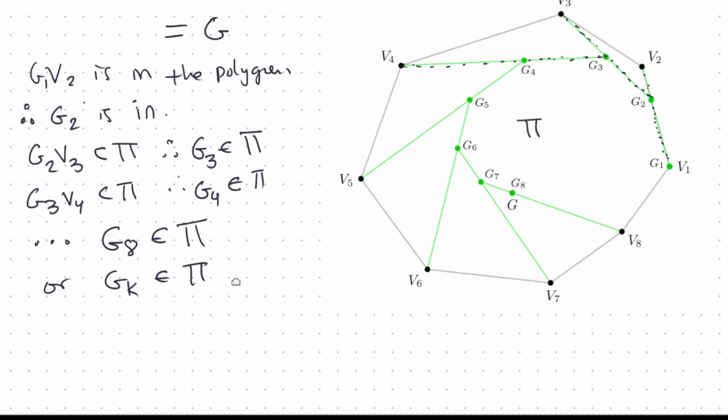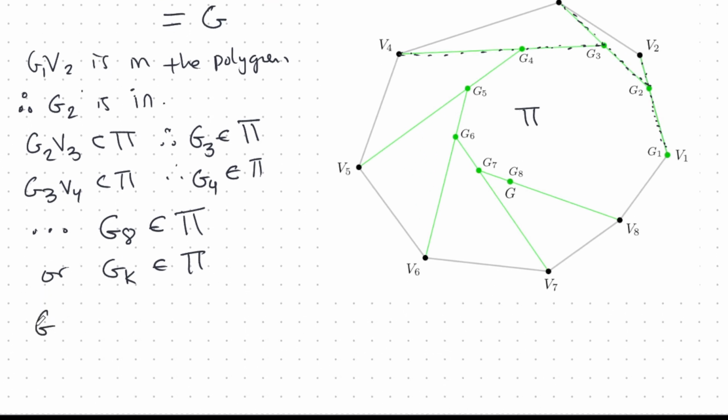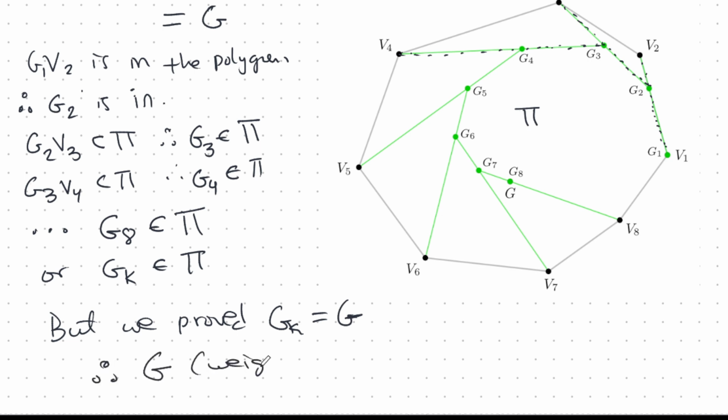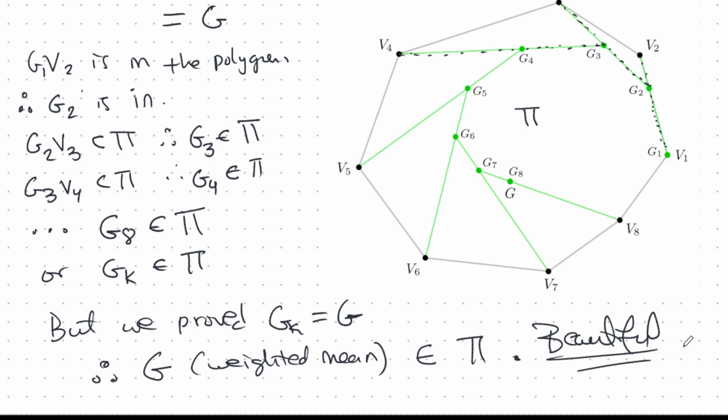So this is the critical point: we proved that GK is actually the weighted mean G. So therefore G, the weighted mean, is inside pi. And we're done. We have proved that for any convex polygon, the weighted mean is inside pi. Very, very beautiful proof. Beautiful. Like that.